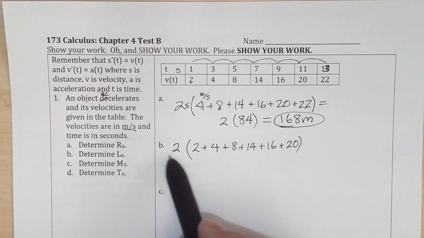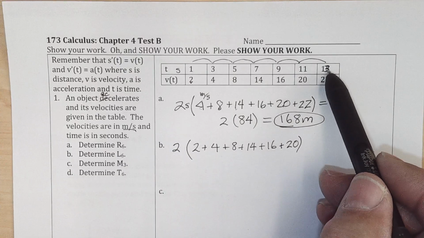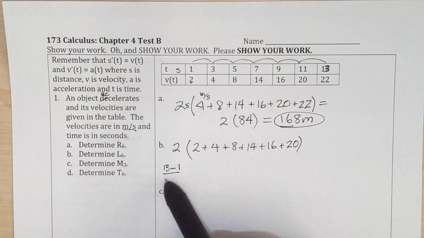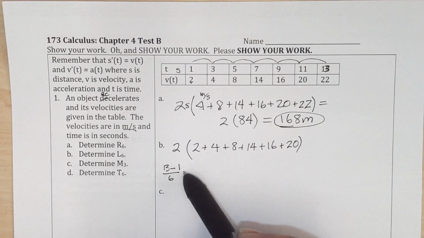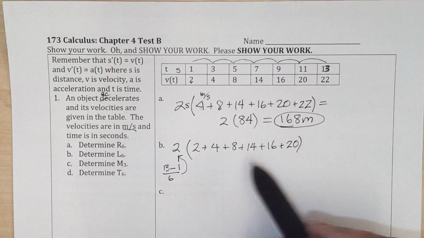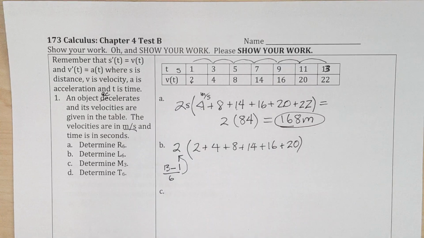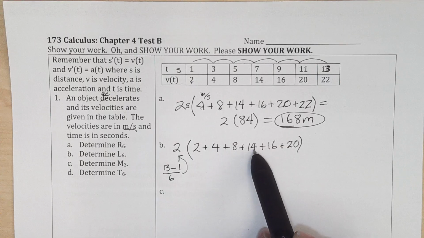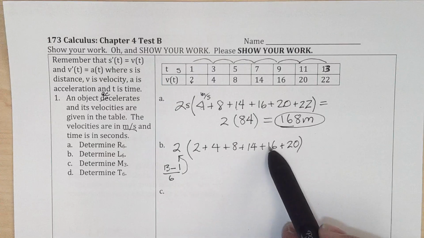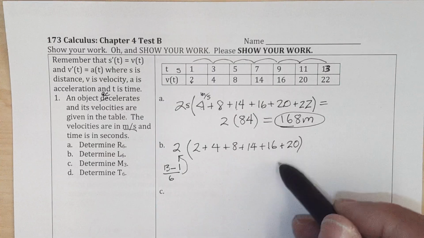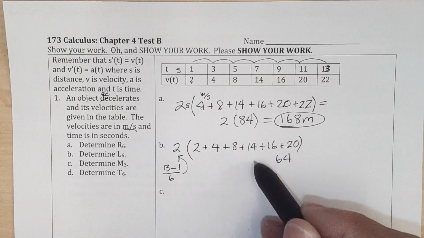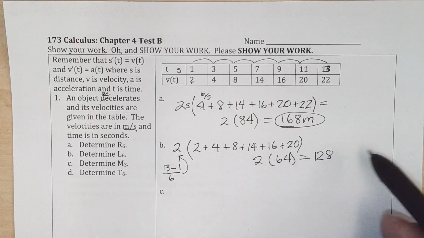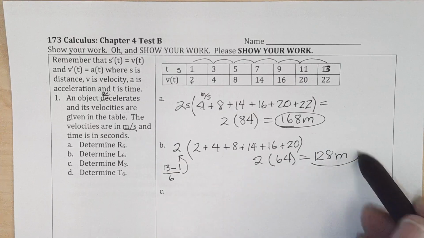Now, the other way you could have gotten this number would be to take the end minus the beginning over how many columns? 6. So that's 12 divided by 6, which is 2. Some people did it that way. They just want to show you how you do that. All right. 2 plus 8 is 10, 14, and 14 is 28, 48, 58, 64. Times 2 is 128, and again, it's going to be meters.